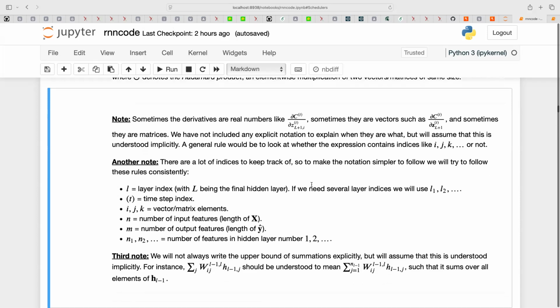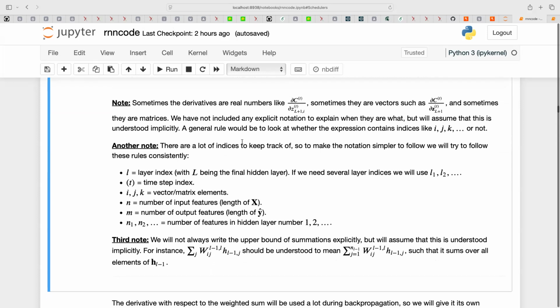There are some small notes here. If you think of a feed-forward neural network, the derivatives are often real numbers, but sometimes they can be vectors, and sometimes matrices. So just keep that in mind: the notation here may switch between scalars, vectors, and matrices. We have not included a specific notation for that.